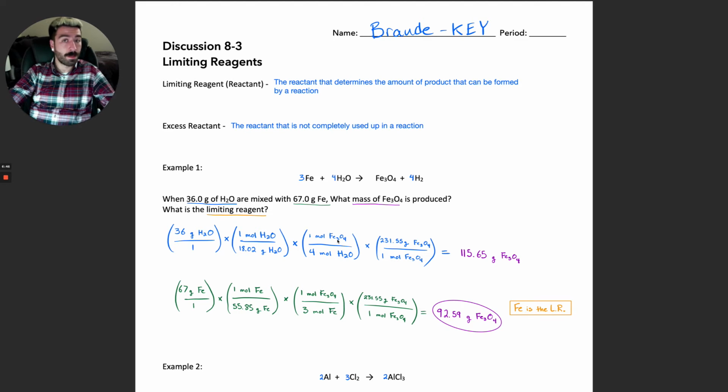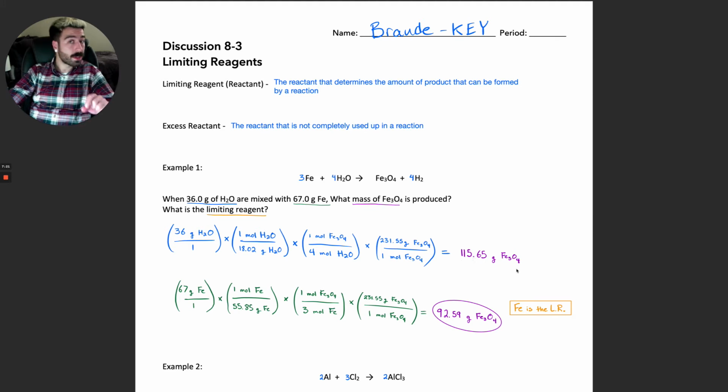So I go from moles to mass using molar mass from the periodic table. I add up iron plus iron plus iron plus oxygen plus oxygen plus oxygen plus oxygen, or 3 times iron plus 4 times oxygen, however you want to do it. And I get 231.55 grams of iron oxide in 1 mole. It's the molar mass. I then do 36 times 1 over 18.02 times 1 over 4 times 231.55, and I end up with 115.65 grams of iron oxide.